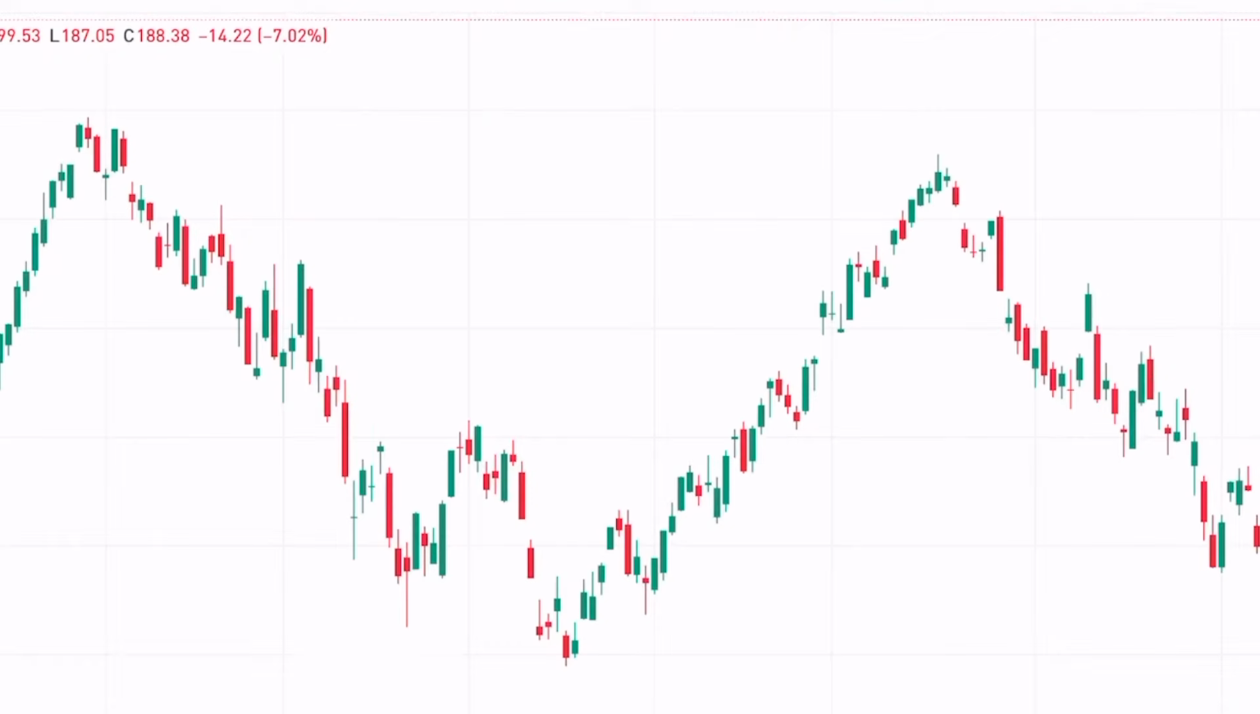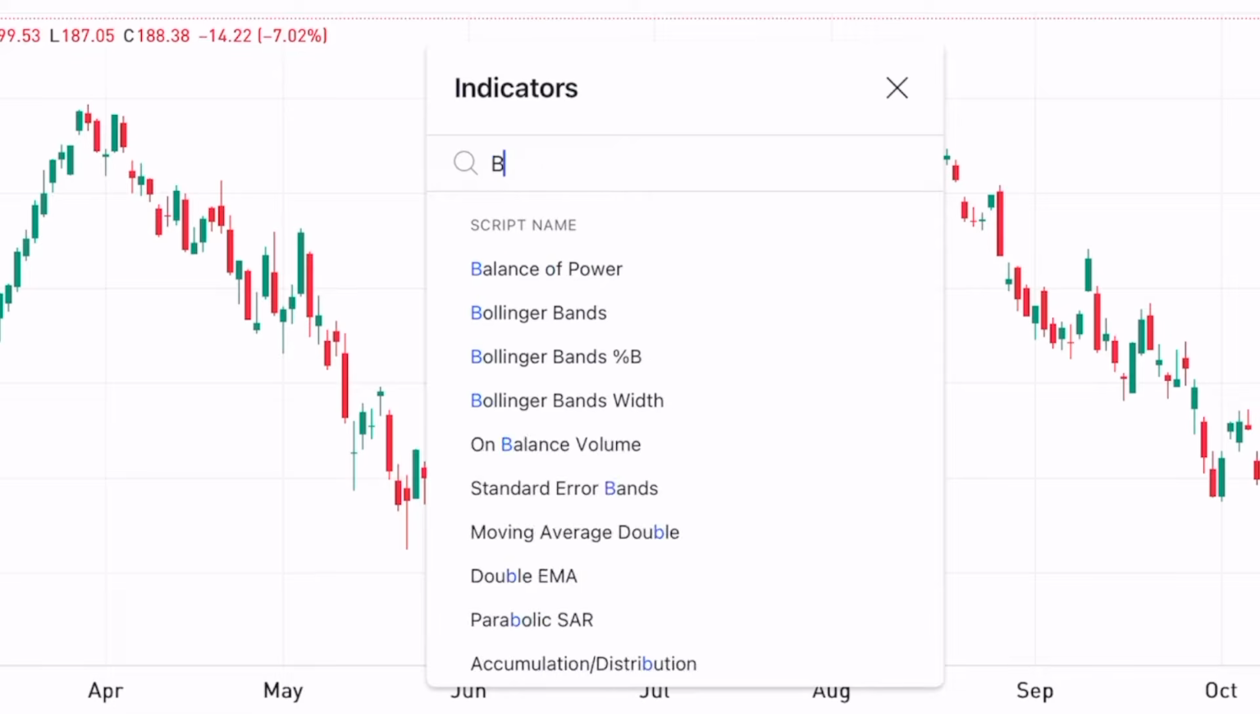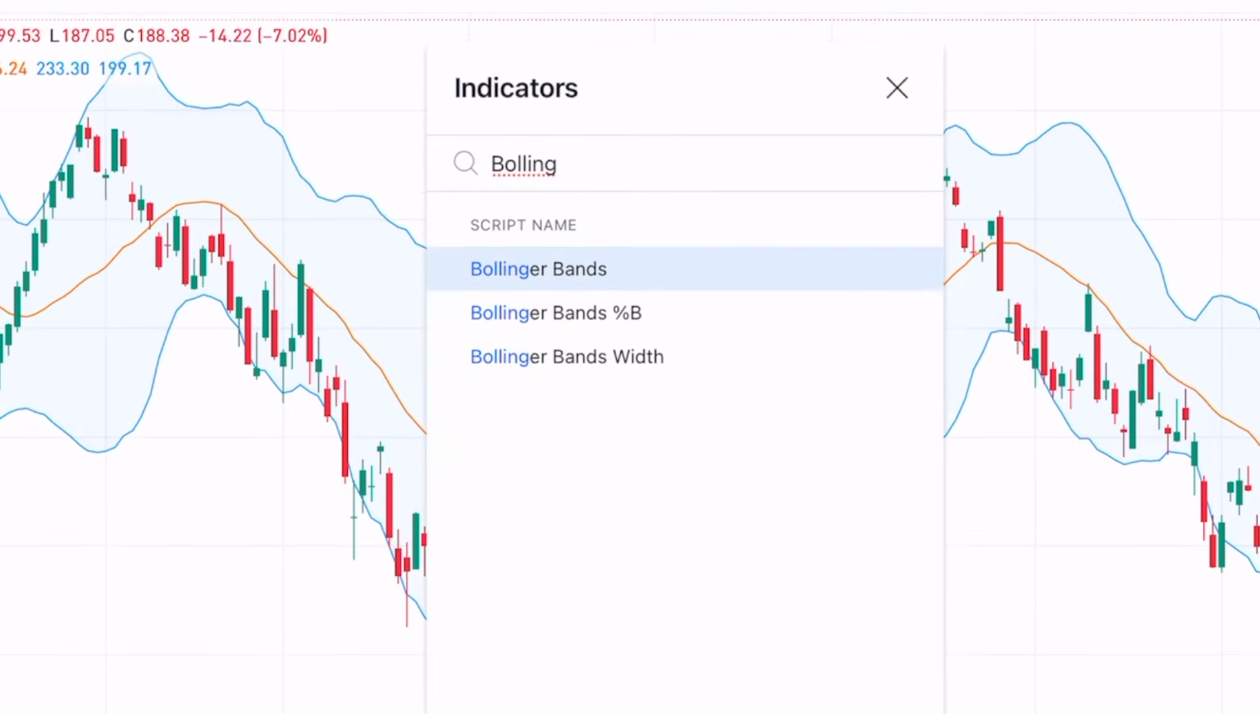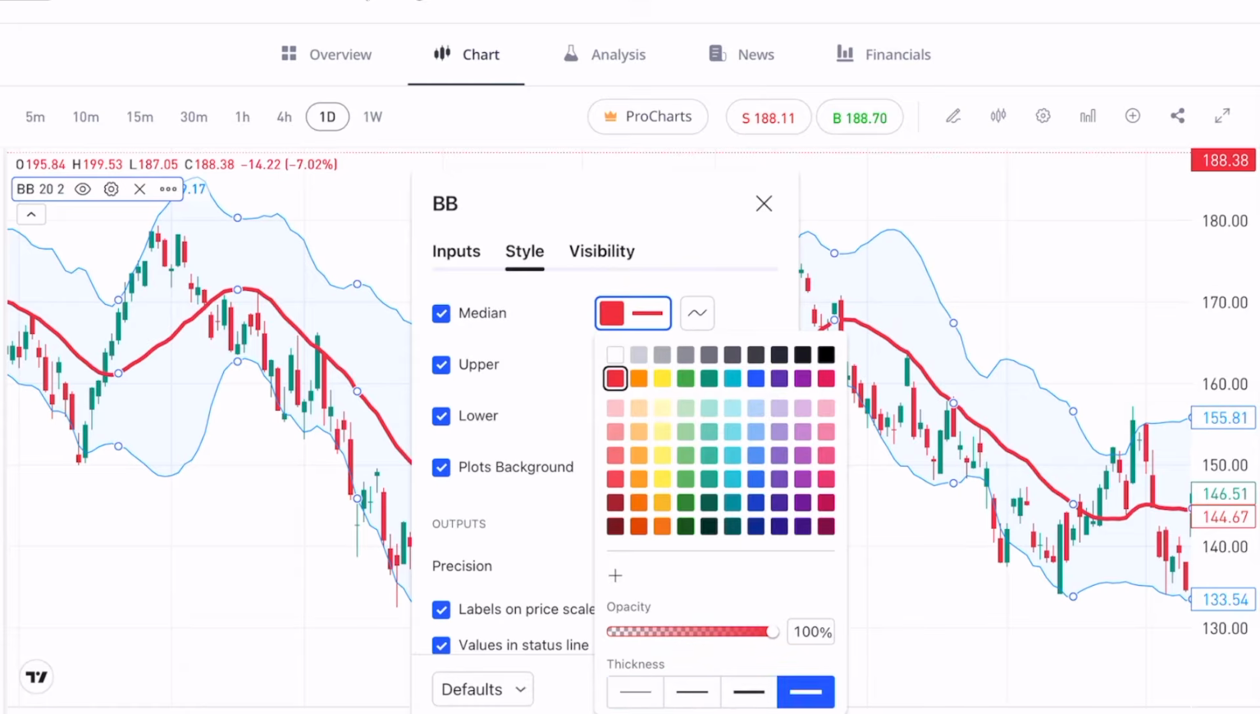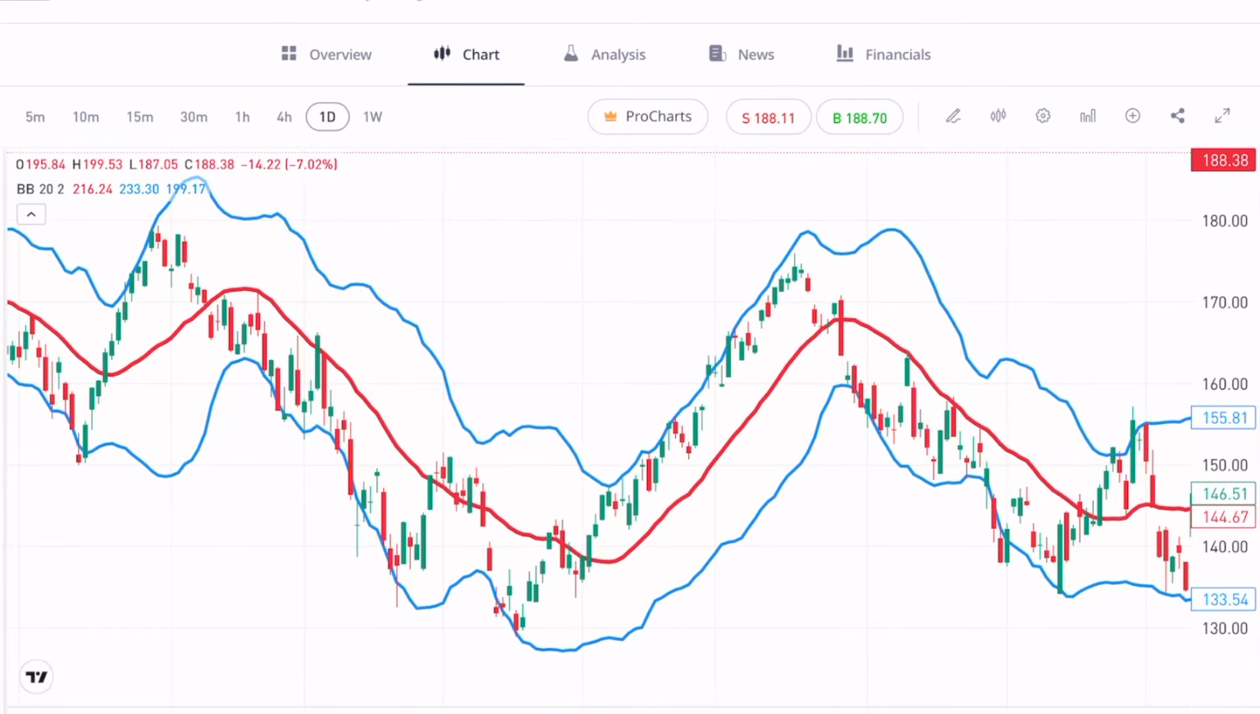Be it any trading platform, just open the indicators menu and search for Bollinger Bands. Once added, I will adjust the visual settings a bit. I set the middle band as a thick red line and the upper and lower bands in blue color and the background shade as yellow. This helps visually separate the price reaction to each band.